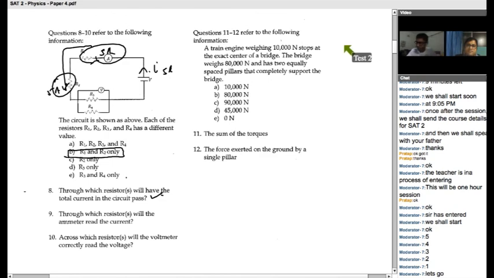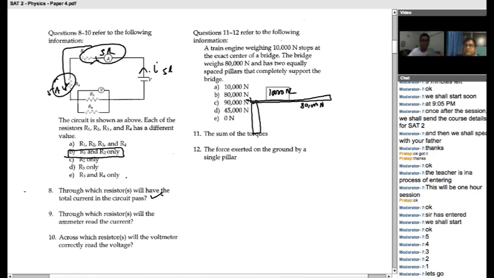11th, I don't know. If they have just given the mass, I don't know how you expect to find torque with this. There is a train engine which is having a weight of 10,000 Newton. It stops at the exact center of the bridge. The bridge has a weight of 80,000 Newton. Find the torque which acts on this.